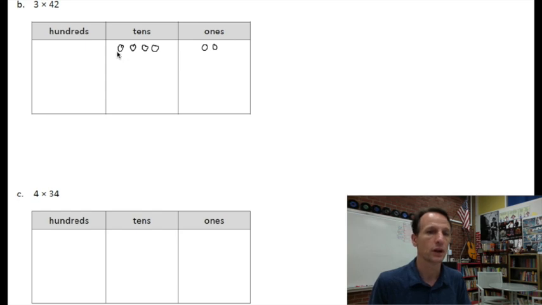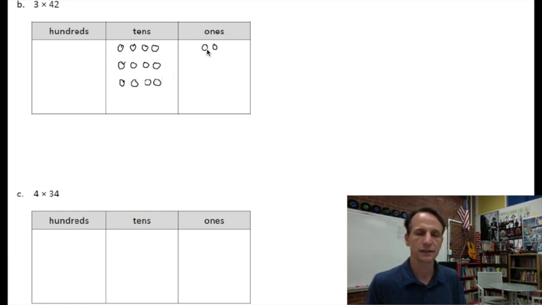So we already have one row of 4 tens. We'll do another row of 4 tens, 1, 2, 3, 4. And a third row because we're doing 3 times 42. 1, 2, 3, 4. And same thing for the ones. Those 2 ones are going to be multiplied by 3. So 1, 2, and a third row, 1, 2.